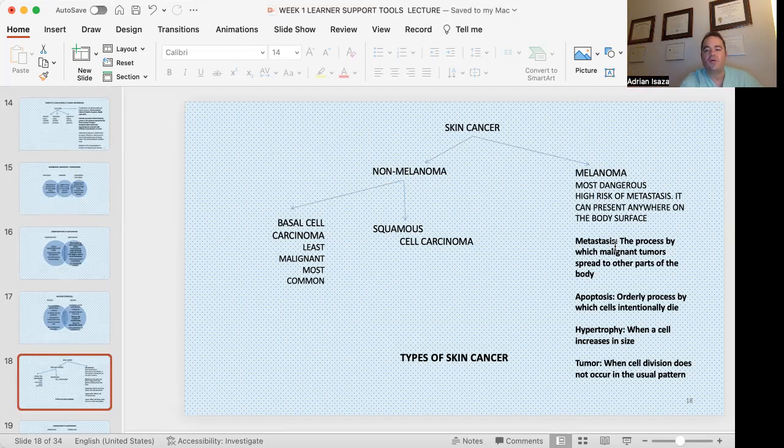Apoptosis: the orderly process by which a cell intentionally dies, right? So apoptosis is natural. Remember, I just mentioned the skin sheds off every now and then, and then we have to make new skin. That's apoptosis, right? It's a programmed, intentional death.